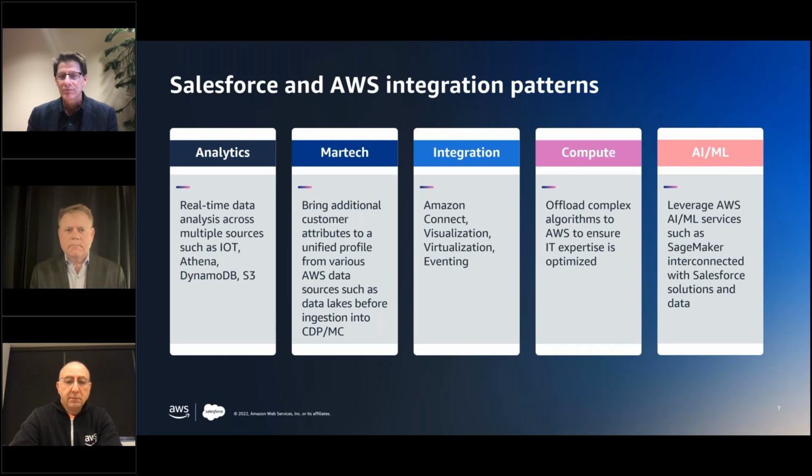Obviously, the most common is integration. So how do we connect systems together? And so when we look at the integration patterns, there's clearly Amazon Connect. We want to be able to visualize the data sometimes, right? So when we think about analytics, that's very often visualization, but we need to integrate that data into whatever our BI tool or our visualization tool is. In our case, we would be looking at Tableau on AWS, for example. And so that would give us the opportunity to visualize the data about our customers, about our business.